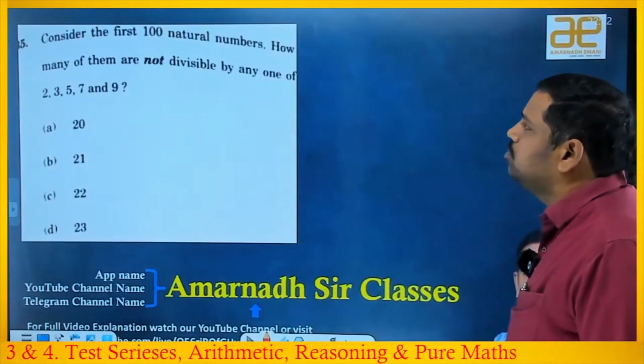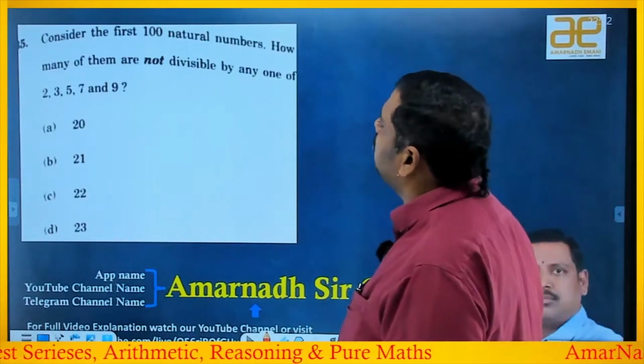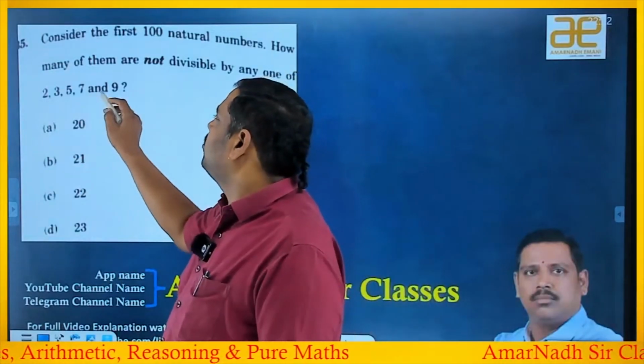Consider the first 100 natural numbers. How many of them are not divisible by any of the numbers 2, 3, 5, 7 and 9?